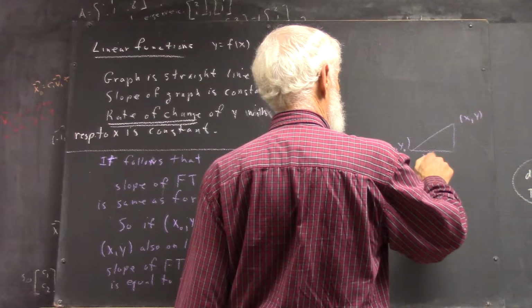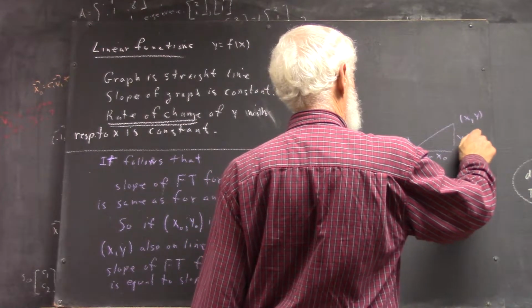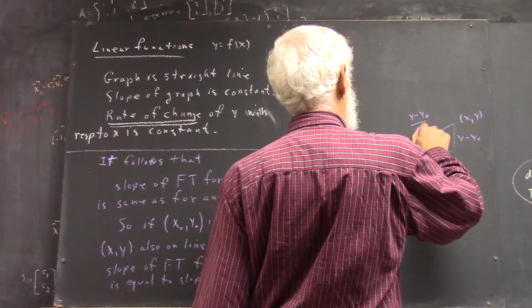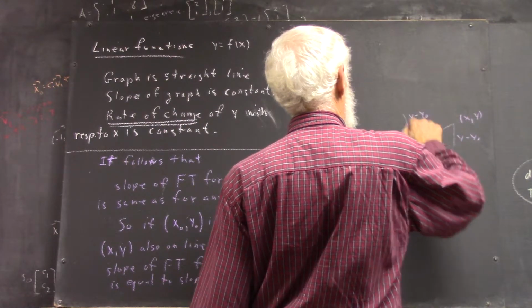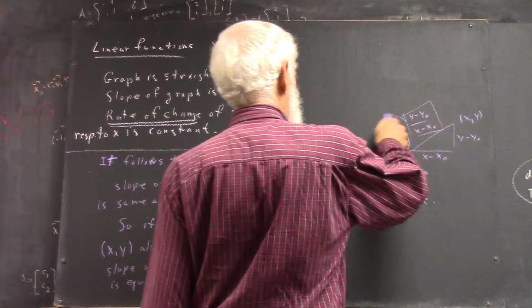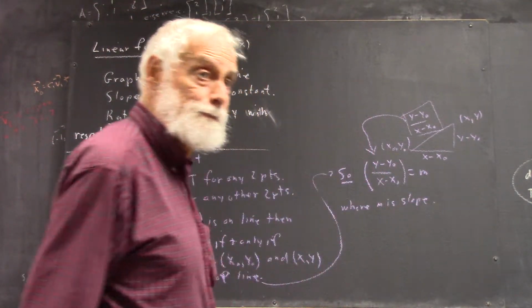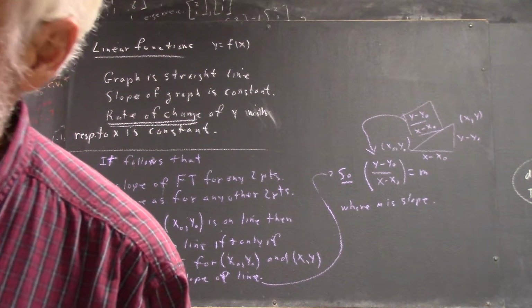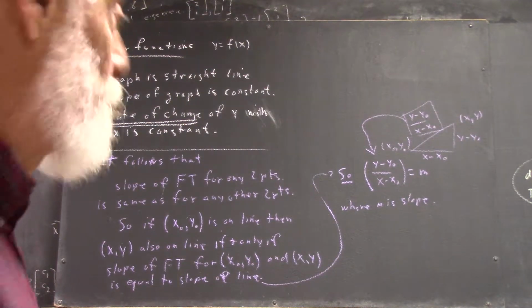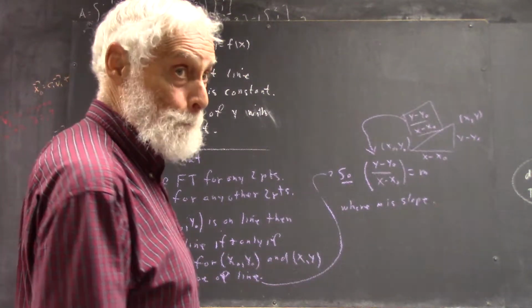The run is x minus x naught, the rise is y minus y naught, the slope is y minus y naught over x minus x naught, rise over run. And that's where this comes from. You need to understand that, because that's how I want you to find the equation of a straight line. I don't want you to memorize a formula. I want you to use a picture, because a picture tells you more than the formula does.